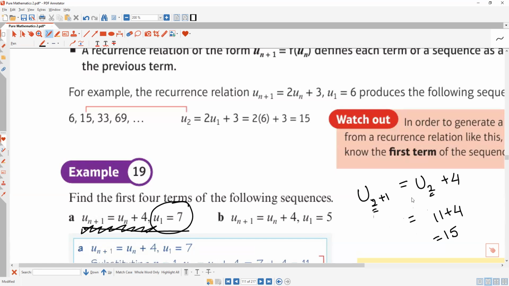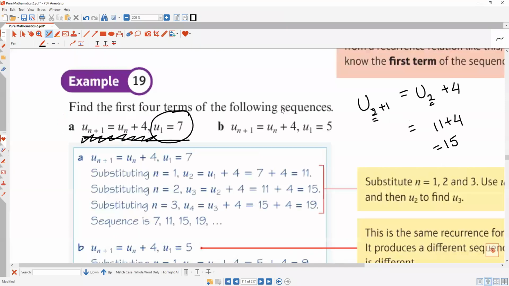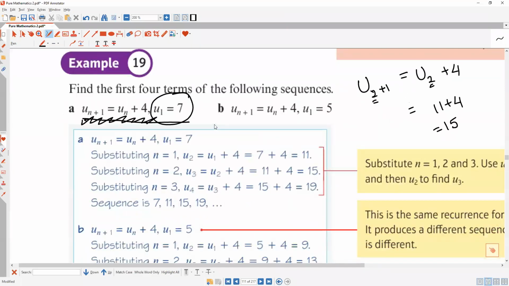By following this, you can now find U3, U4, and they said the first 4 terms. Already 2 terms, 3 terms we found. The 4th term you can find as well. All of you find the 4th term. I'm pausing the recording. Okay, resume recording. So you were able to do the B part on your own.